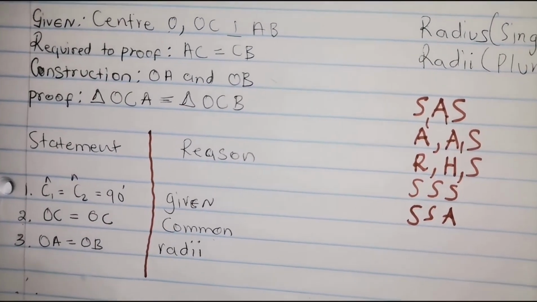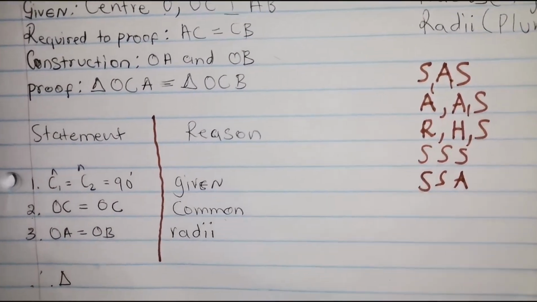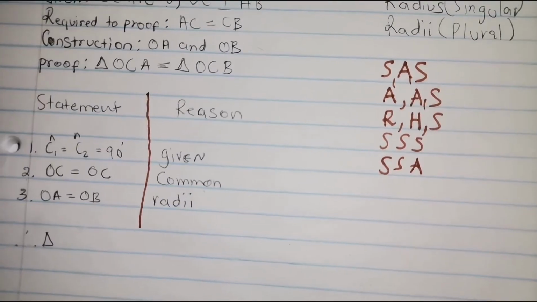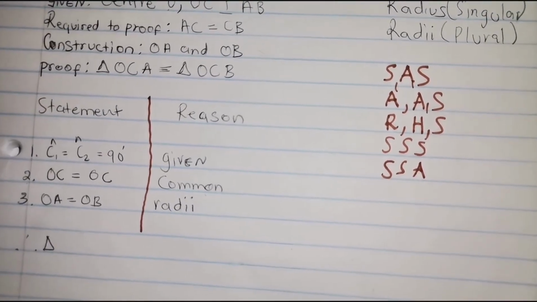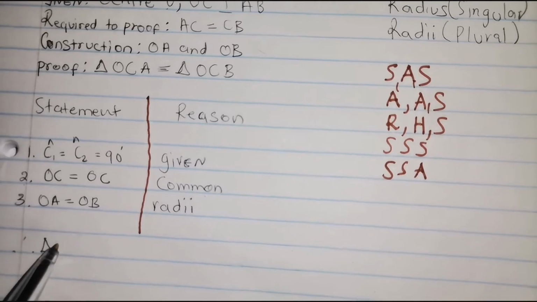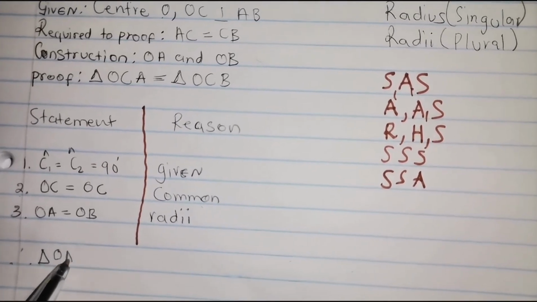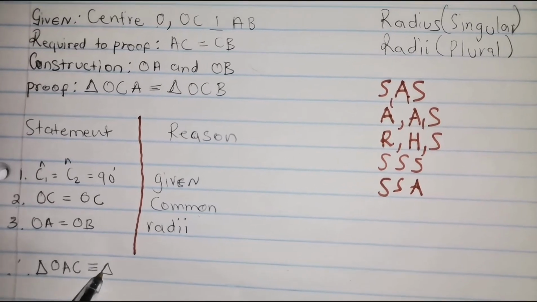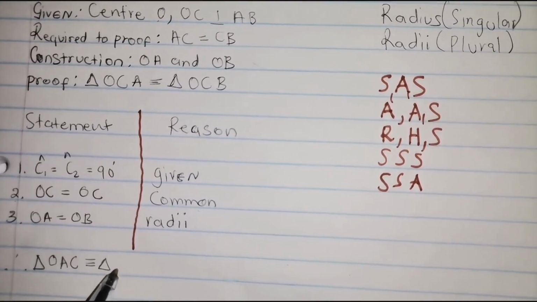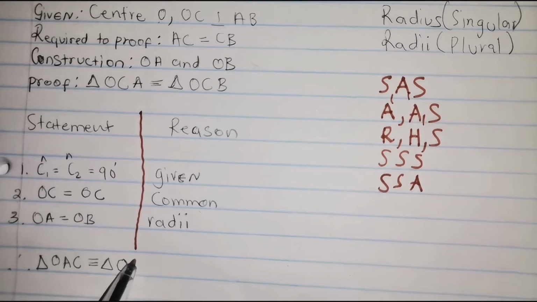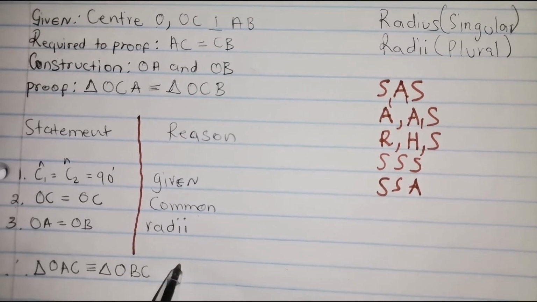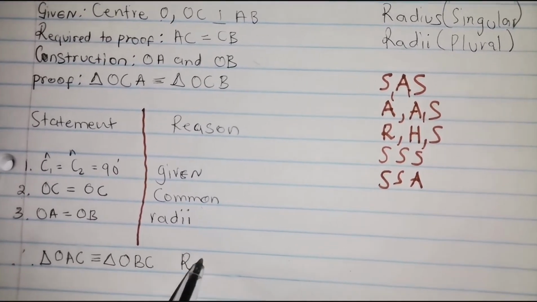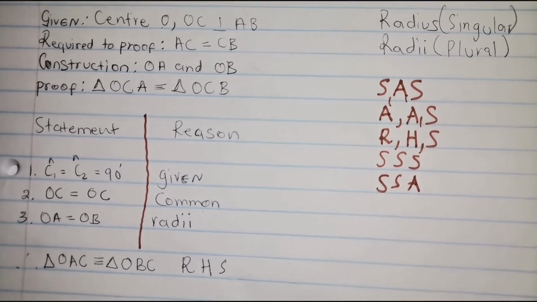Therefore, you conclude, guys: therefore, triangle OAC is congruent to triangle OBC. Reason: right angle, hypotenuse, side. I will explain this right now.